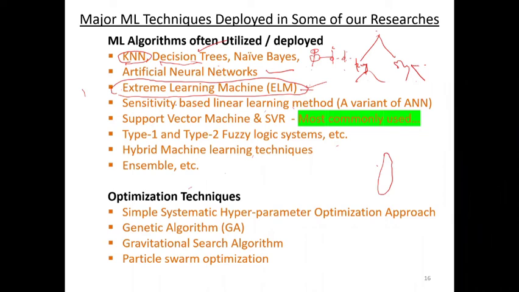Then we also have the sensitivity-based linear learning method, which is also a variant of neural network, incorporating sensitivity analysis at one of the layers of the system. Also we have the support vector machine, which I identify as the most commonly used. And I'm going to tell us why we use it most often.